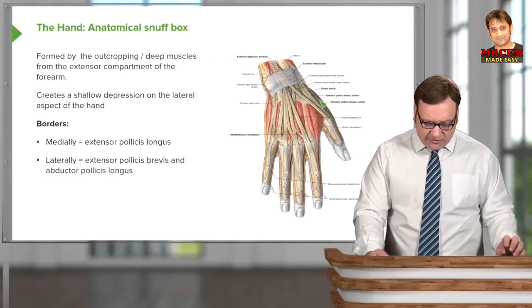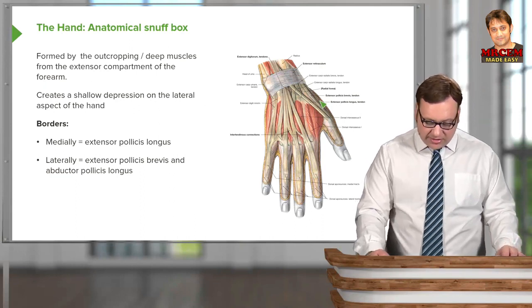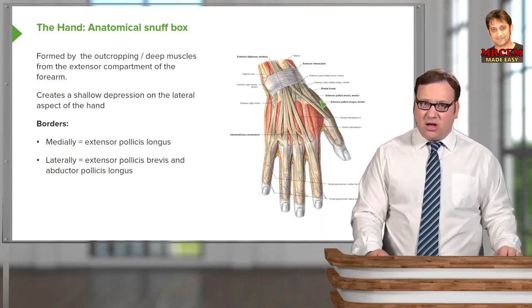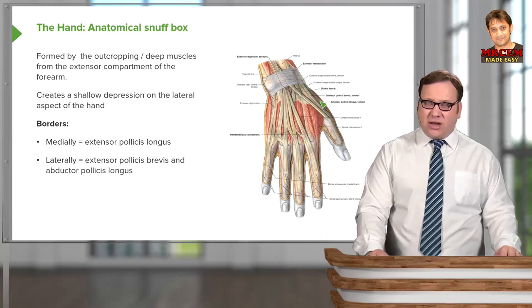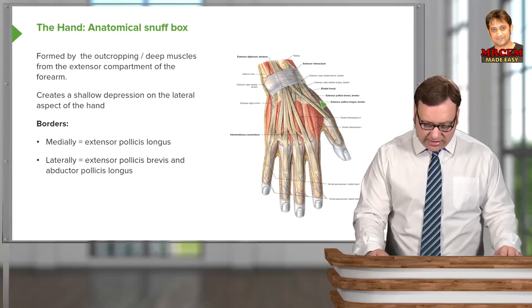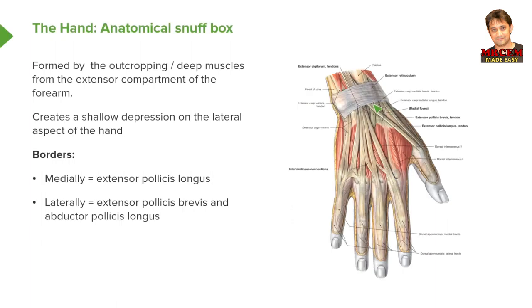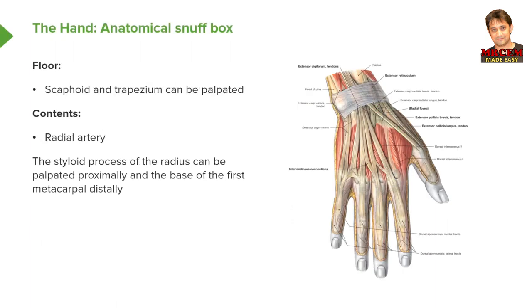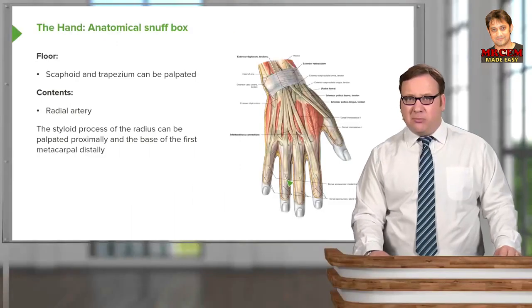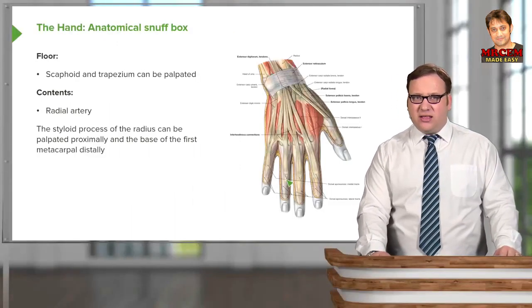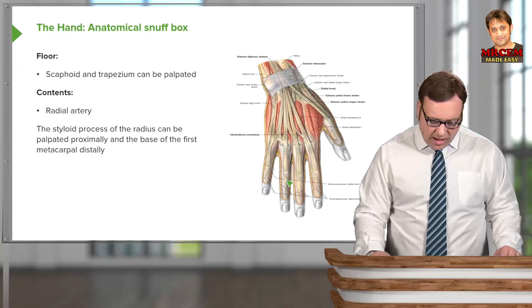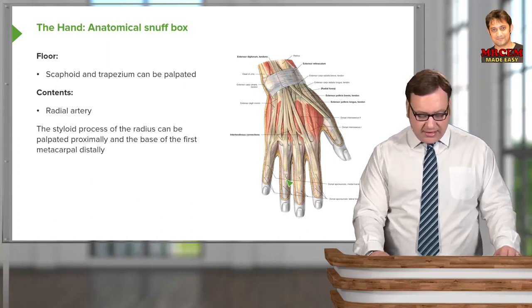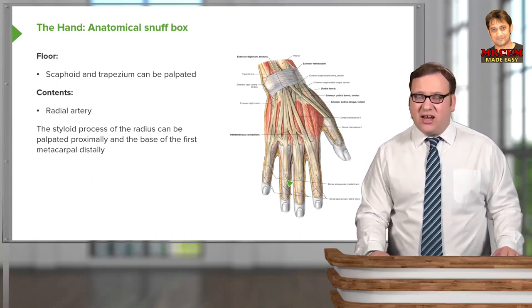So laterally we have two tendons, extensor pollicis brevis and abductor pollicis longus, and medially we have one tendon, extensor pollicis longus. This space in between these tendons is known as the anatomical snuff box. The floor of the snuff box is formed by two carpal bones, and these can be palpated, the scaphoid and the trapezium. These two carpal bones can be palpated, and it contains the radial artery.